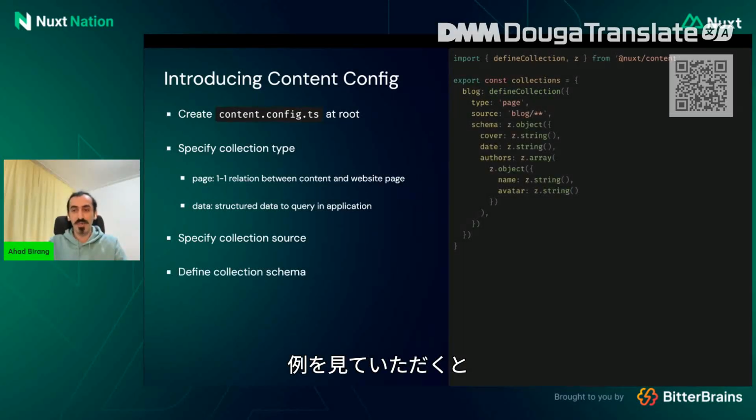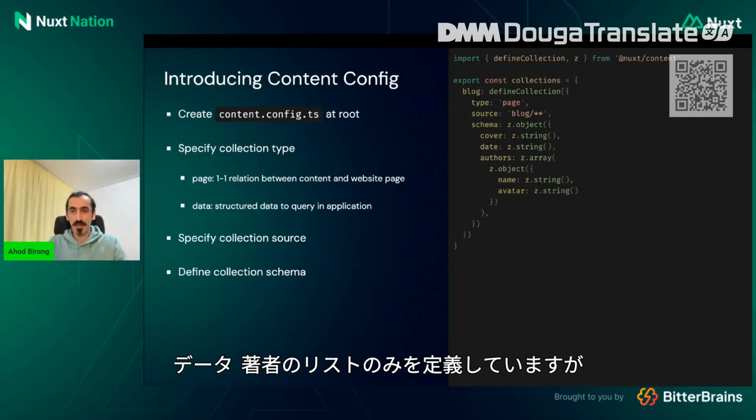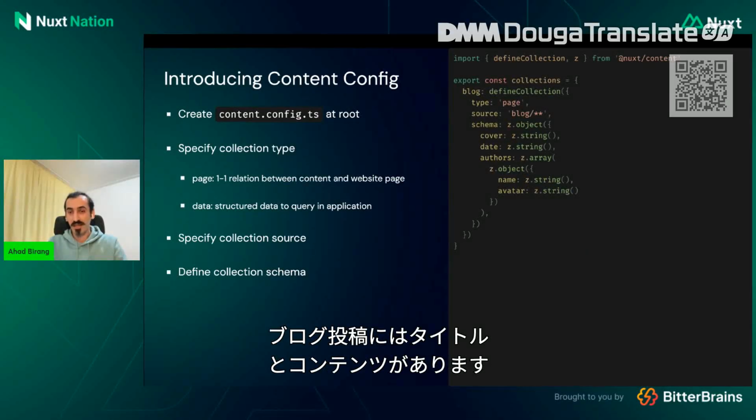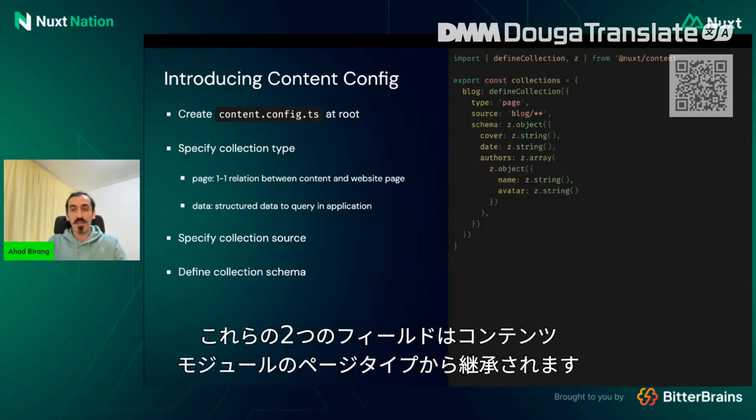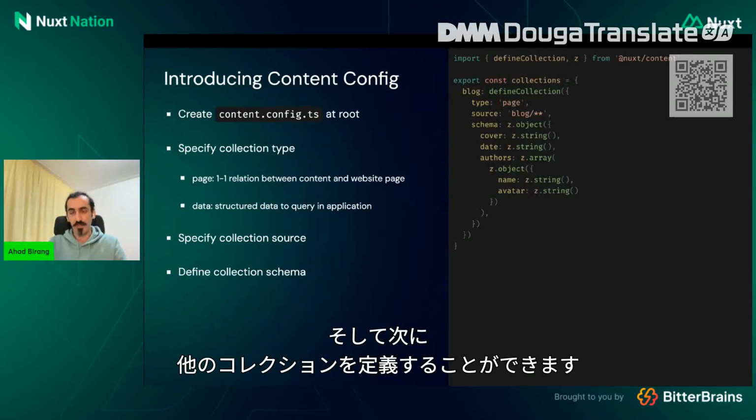And we can provide a schema for our collection. As you can see in the example, here we only define the cover, date, and the list of our authors. But a blog post has the title and content. Those two fields will inherit from the page type from the content module.